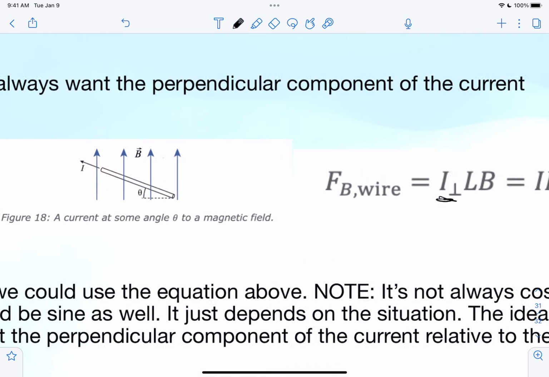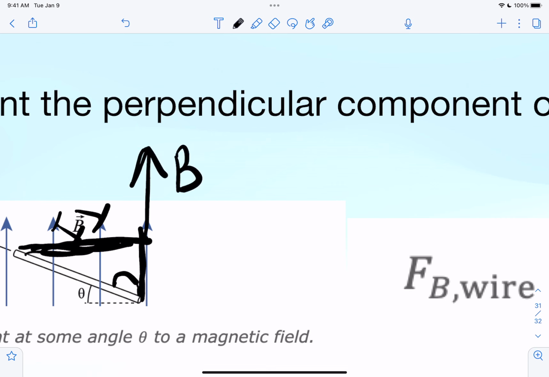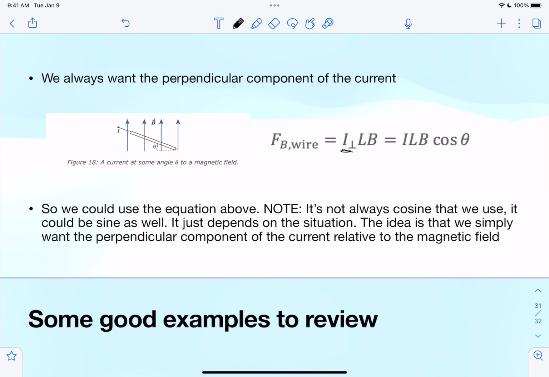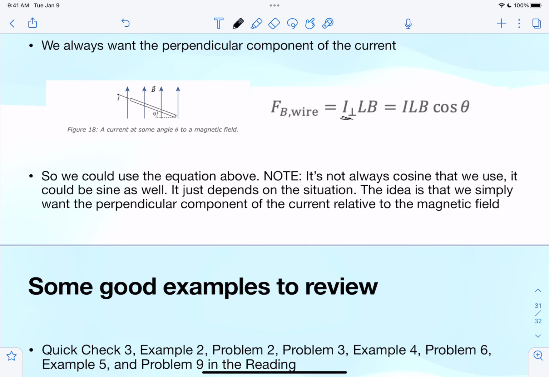Now it doesn't always have to be cosine. It could be sine, because what if I told you that it was this angle that we were looking at, for example? Well, then the perpendicular component is this one right here, because the B, the magnetic field, is pointing upwards, and this is pointing to the left like that. And so in that case, it would actually be sine theta. So it just depends on the angle that you're looking at. Essentially, you just want the perpendicular component of the current. And that's pretty much it for the week 12 content review.